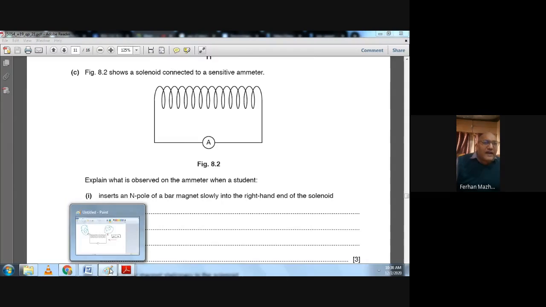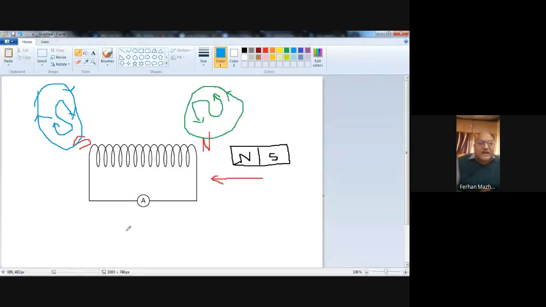So here I have drawn, can you see this diagram now? Yes, sir.